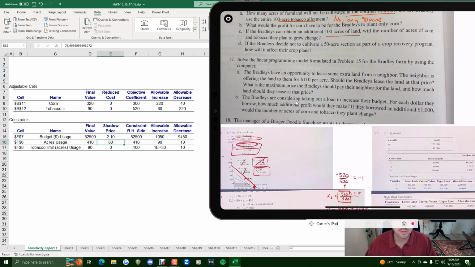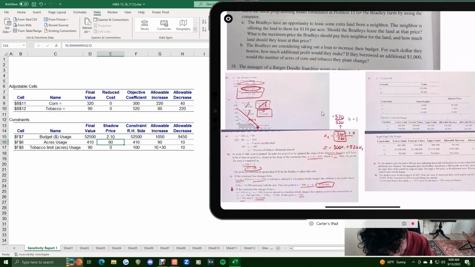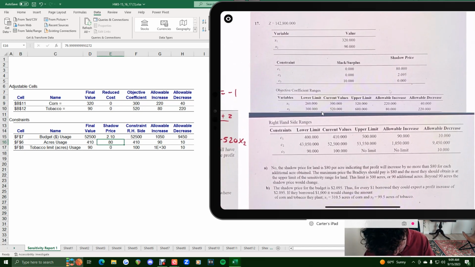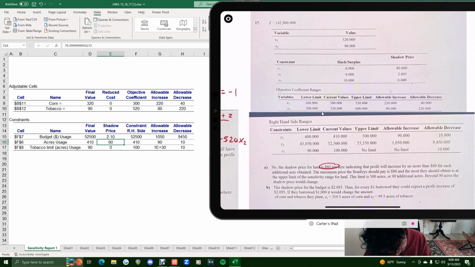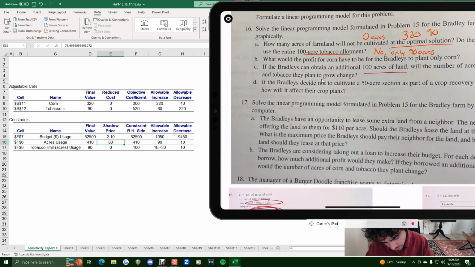And so how much land should they lease at that price? That's where the allowable increase comes in. They should only lease up to 90 acres, because after they lease 90, then 91, 92, 93, that shadow price is no longer good. It might go down and they might be losing more money. So $80, 90 acres. Let's see what they say. $80, 90 additional acres. Beyond 90, the shadow price would change. Okay, I think I did pretty good.